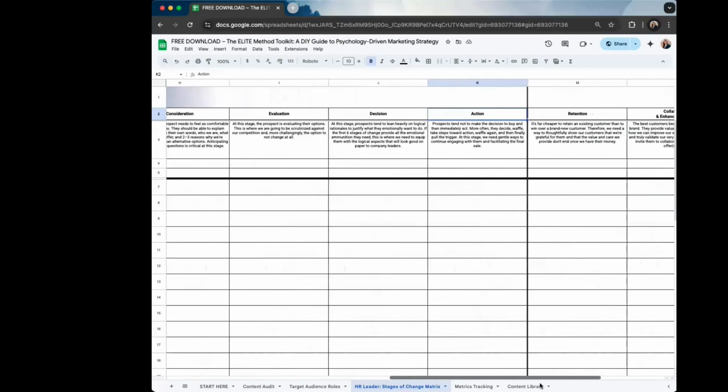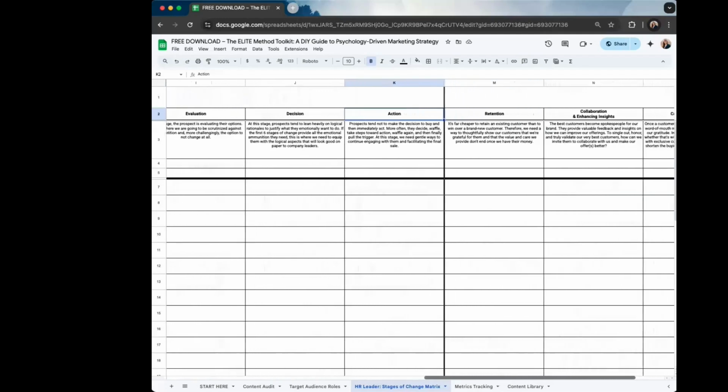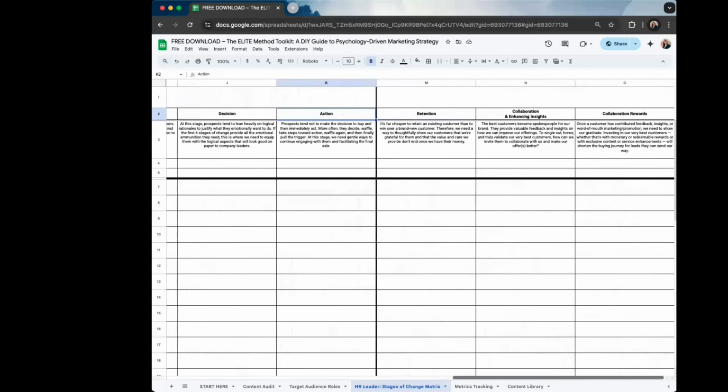Now remember, we're not just going to stop at the sale. You need to make sure that your hard-won customers don't have buyer's remorse and that they can be future marketing assets for you. On the other side of the conversion is retention. It's far cheaper to retain an existing customer than to win over a brand new customer. Therefore, you need a way to thoughtfully show your customers that you're grateful for them, remind them of the value and care that you provide, and help them become better customers.